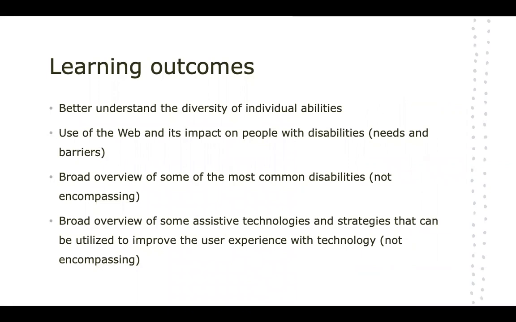These are the learning outcomes we hope to convey to you by the end of this presentation. The first learning outcome for this presentation is to better understand the diversity of individual abilities. This is followed by the needs and barriers related to people with disabilities through their use of the web. We will then provide a broad overview of some of the most common disabilities, as well as some of the assistive technologies and strategies that can be utilized to improve the user experience with technology. It is important to note that these overviews are by no means all-encompassing, but our hope is that you will at least obtain a greater general knowledge base on these topics.